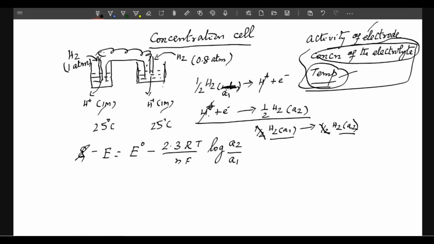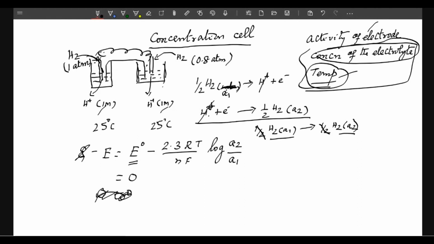A1. Okay. And here, what is E naught? Here also, hydrogen standard. Here also, standard hydrogen electrode. The electrode potential for this one, you write it as 0, and for the cathode it is also 0. 0 minus 0 is equal to 0. Therefore, E naught would be 0 for a concentration cell, always 0.